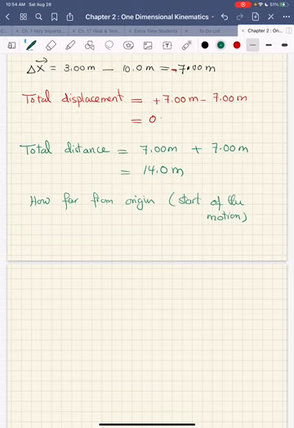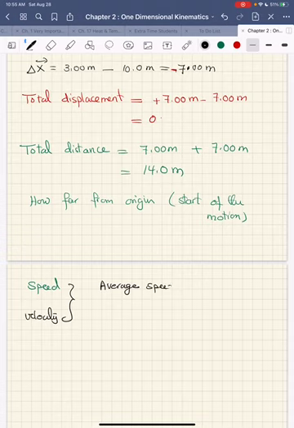Now, I need to have a definition of, or also differentiate between, two things. One of them is speed, and the other one is velocity. And here, when I talk about these, I need maybe to talk about something called average or instantaneous. Let's start with average. Average speed is going to be total distance by total time.